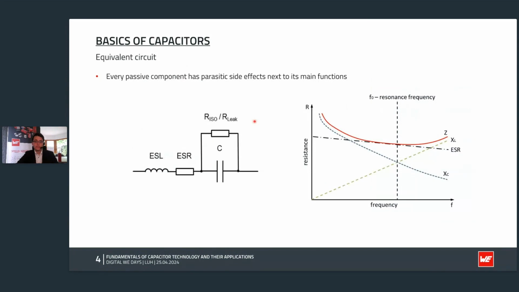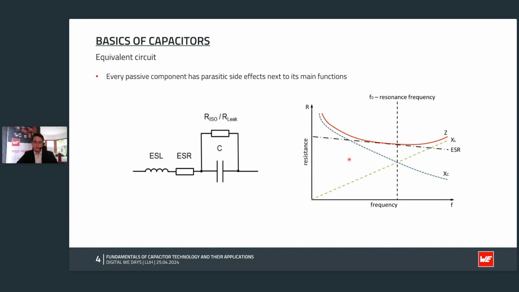Also a capacitor is a passive component, and every passive component has parasitic side effects, for example the ESL and ESR. Here we have the ideal capacitance, which should be as dominant as possible in our circuitry. And if we have a look at the insulation resistance, this insulation resistance should be as big as possible to reduce the leakage current.